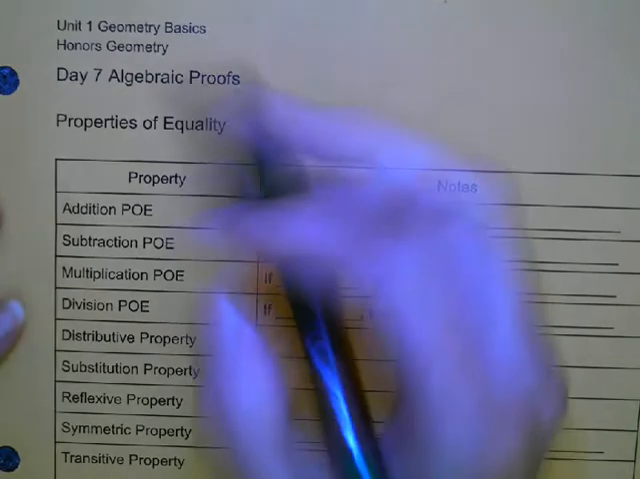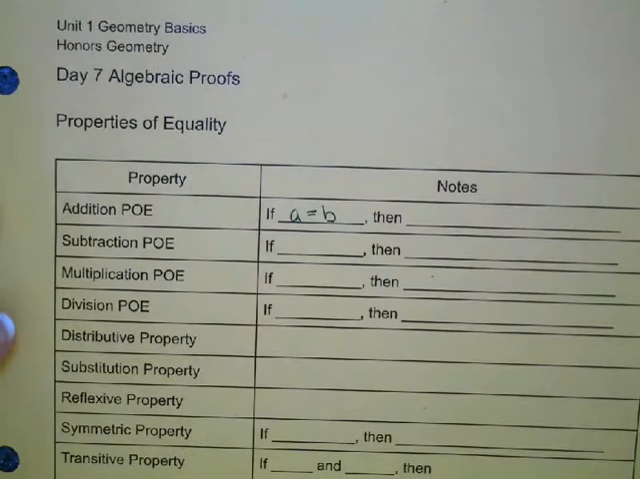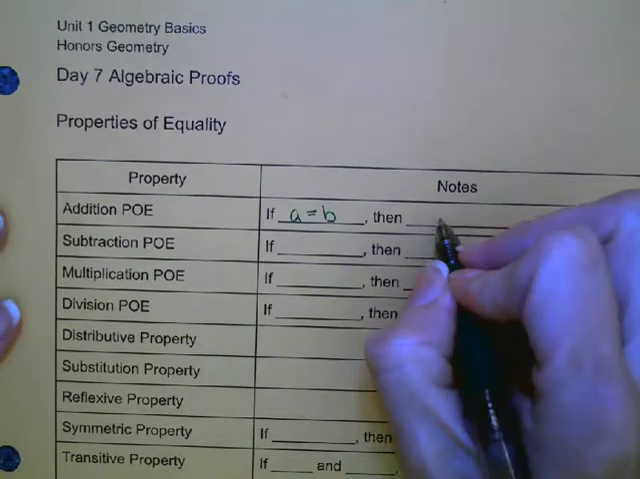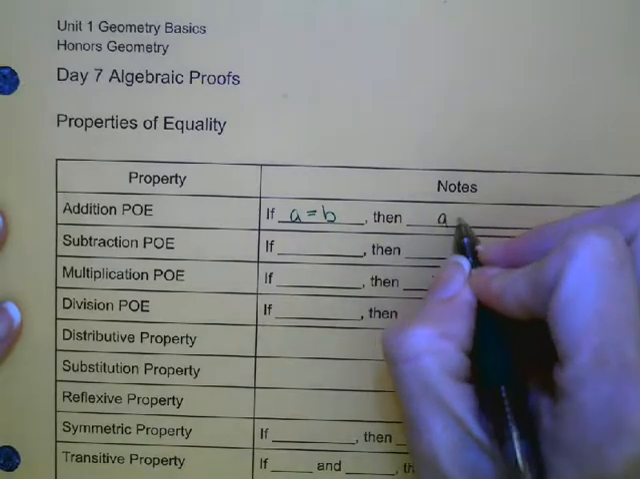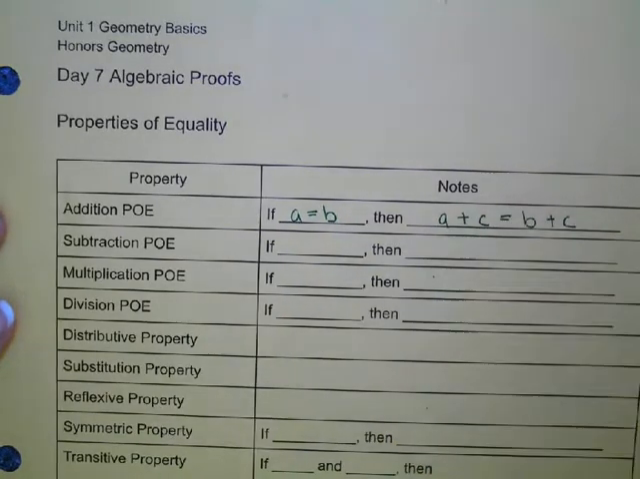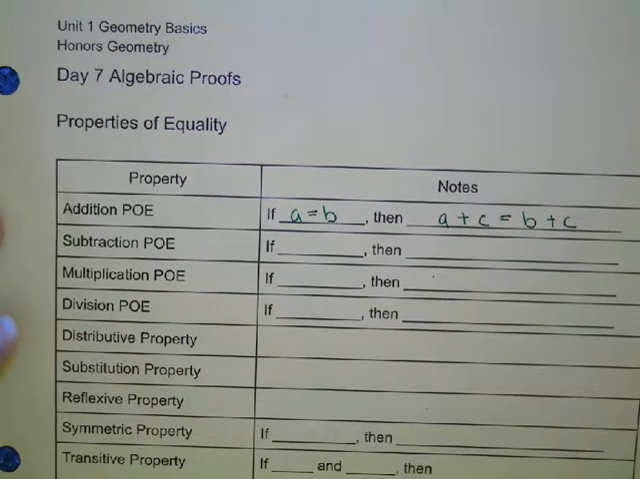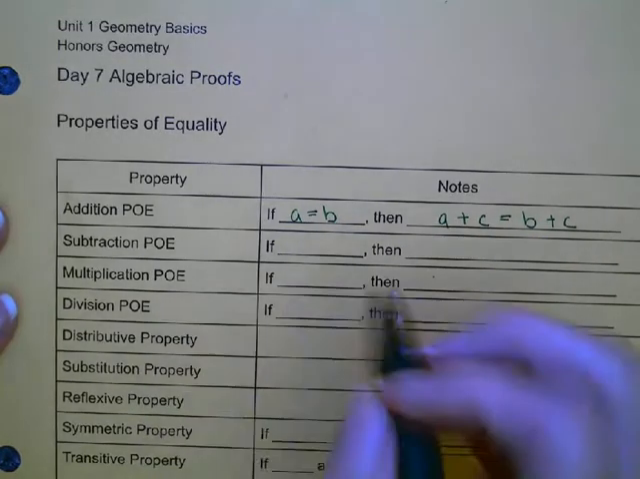If A equals B, we know that we can add something to each side of the equation and it doesn't change the equation. So A plus C would equal B plus C. We do this often with solving. We add something to the other side to solve. So we know adding to both sides is common.